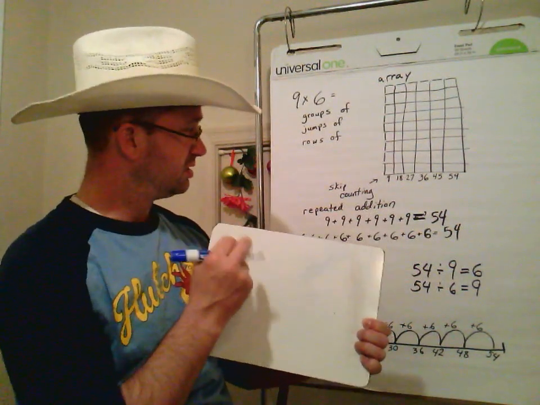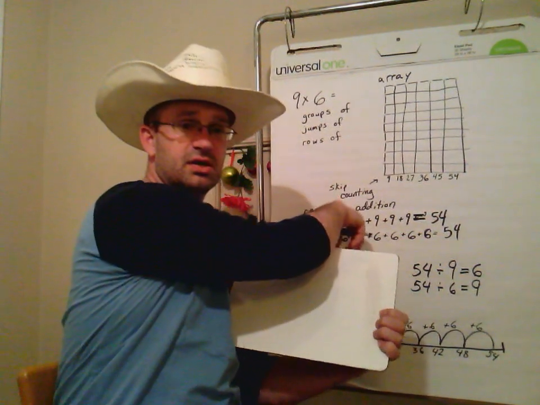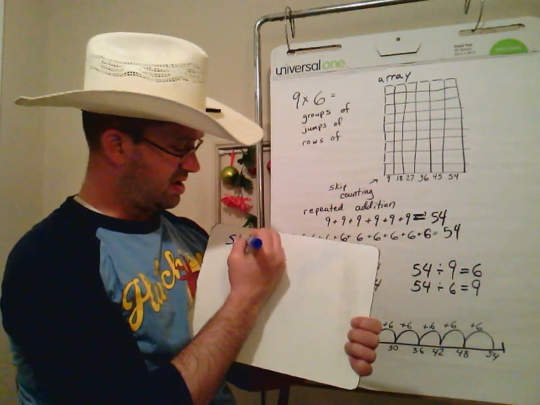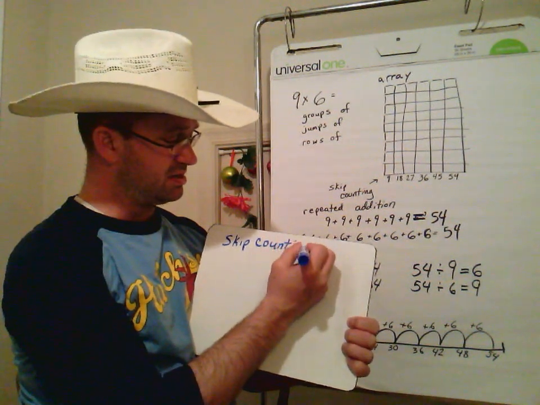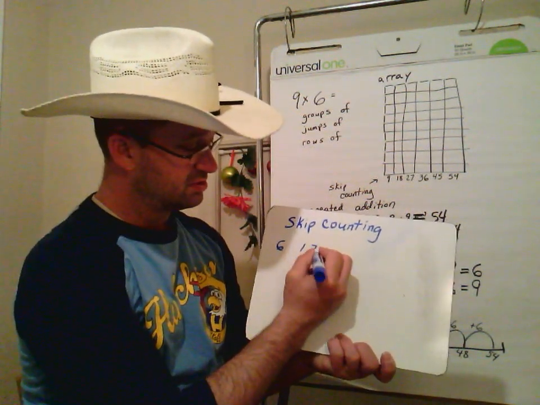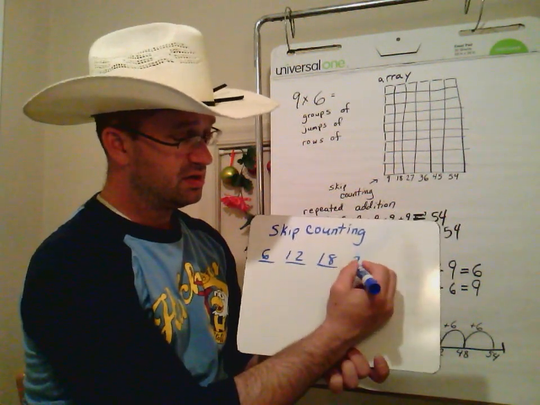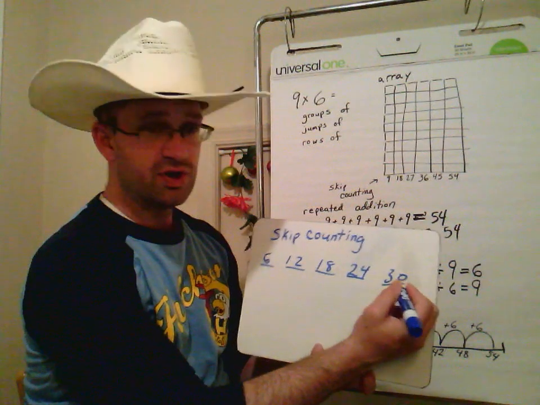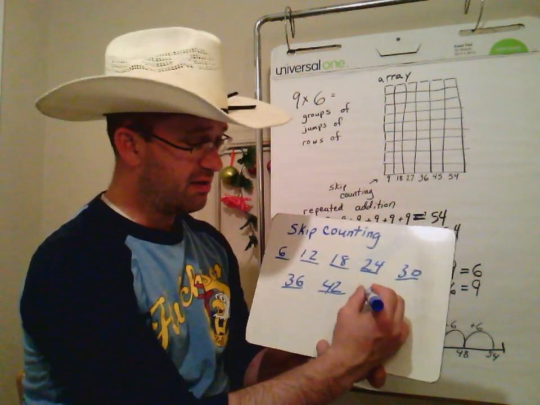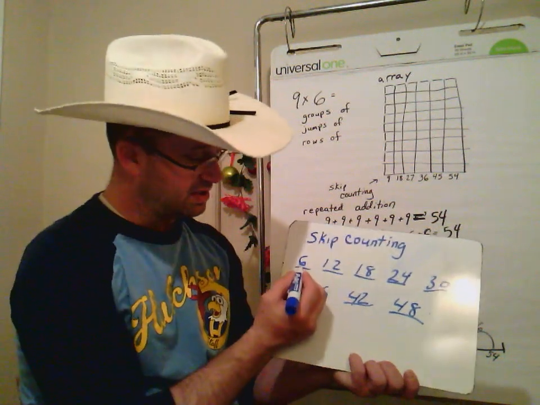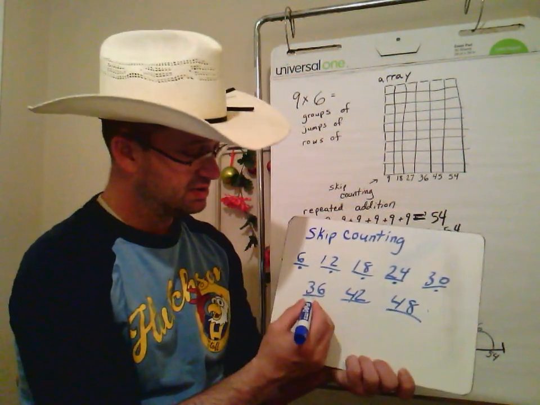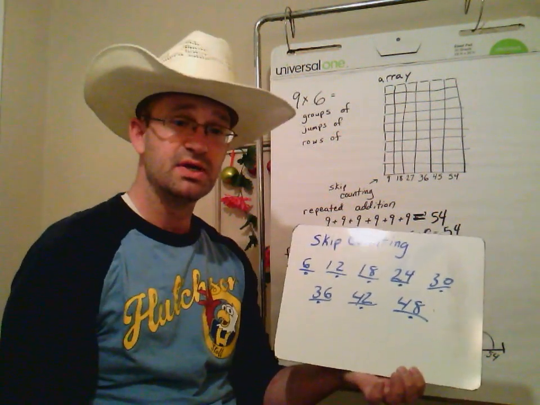We did another strategy. The other strategy is called skip counting. Skip counting. So we start off with 6, 12, 18, 24, 30, 36, 42, and 48. Look what we did. We skip counted 1, 2, 3, 4, 5, 6, 7, 8 times. We skip counted 8 times.